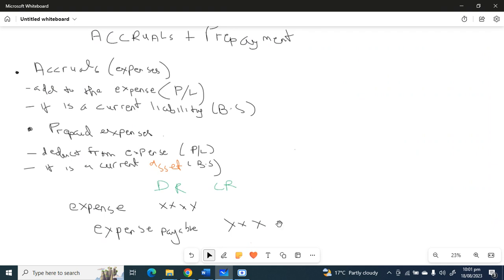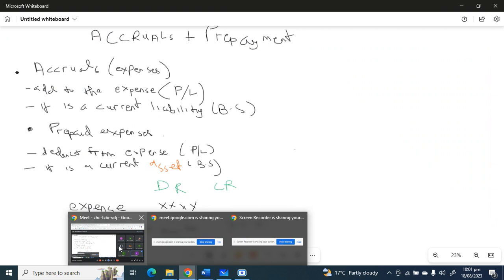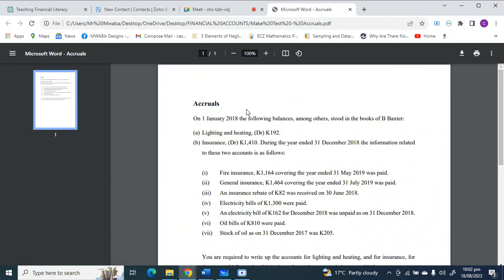So we go to the question here. It says on 1st January, the following balances, among others, stood in the books of B. Baxter. Light and heating account debit 192 kwacha. Insurance account, a debit of 1,410 kwacha. So, colleagues, these are expense accounts. It's only right for an expense account to have a debit balance.